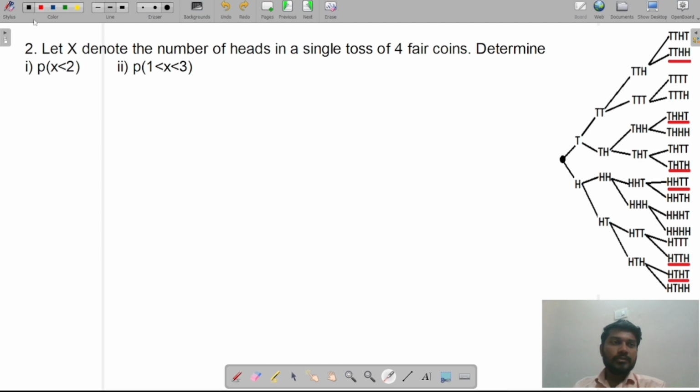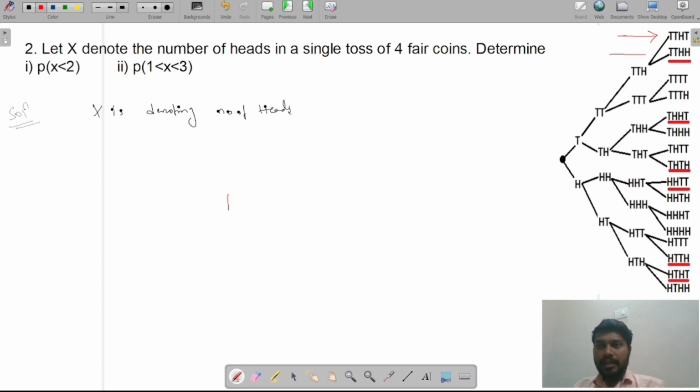Okay, now coming to the solution. So what is meant by X here? X denotes the number of heads, right? My question: in this first possible outcome, how many heads are you having? Only one head.